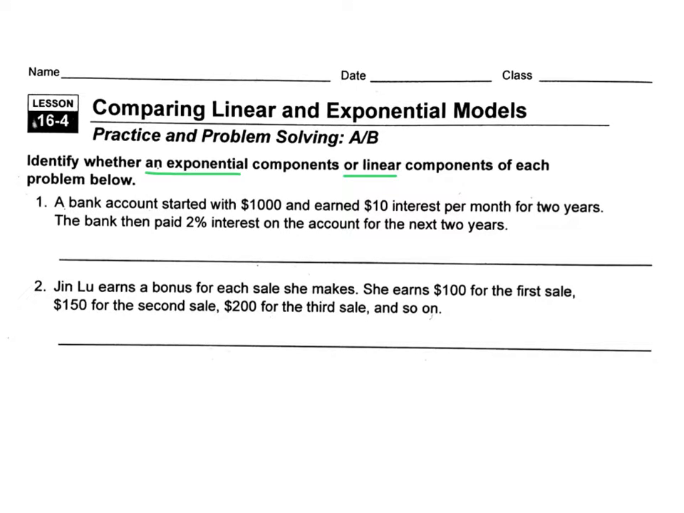So for instance, this first question says a bank account started with $1,000 and earned $10 interest per month. So that first part there is an example of linear, because we've got a constant rate going on. The second part in that problem says then they paid 2% interest for the next 2 years. 2%, remember, percentage should make you think exponential. So you just need to be able to identify those things in word problems.